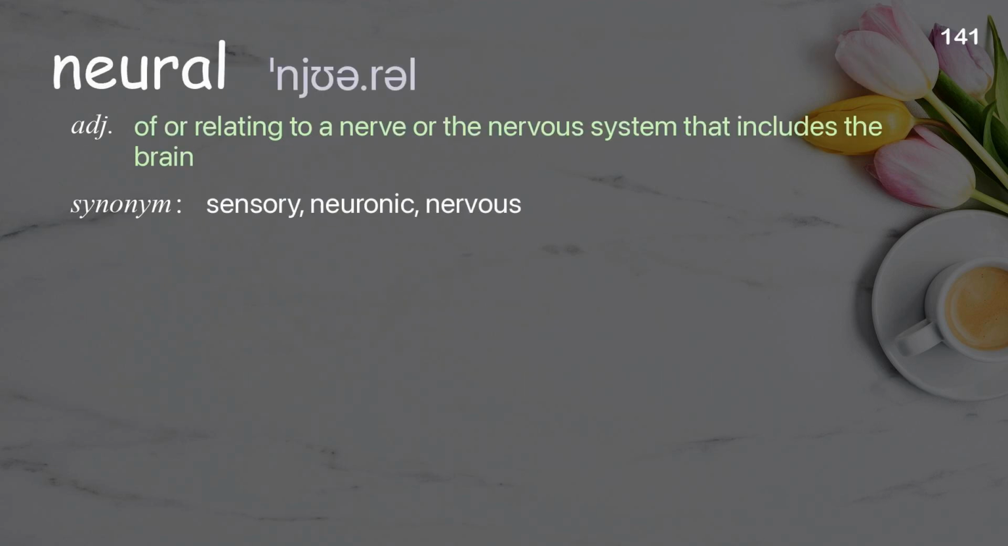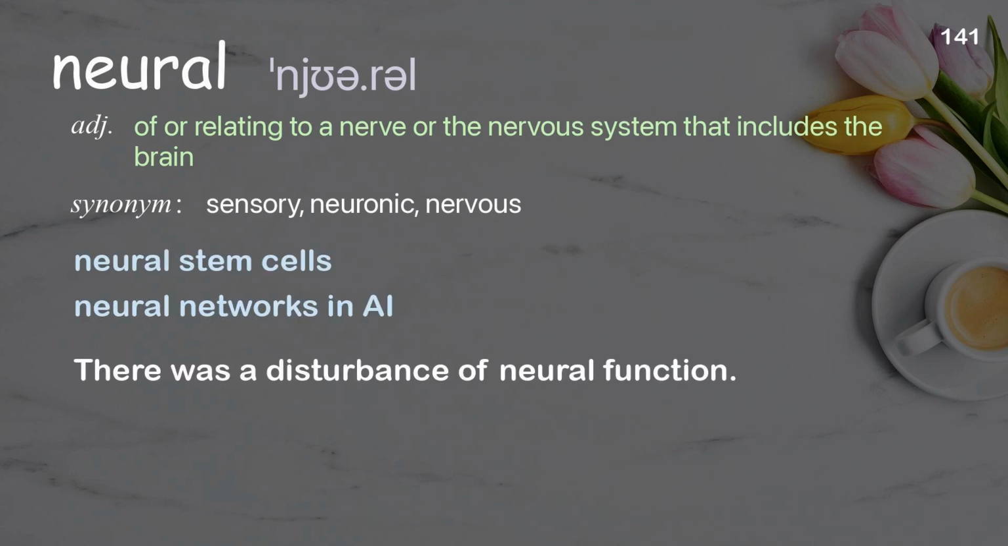Neural. Of or relating to a nerve or the nervous system that includes the brain. Examples: neural stem cells, neural networks in AI. There was a disturbance of neural function.